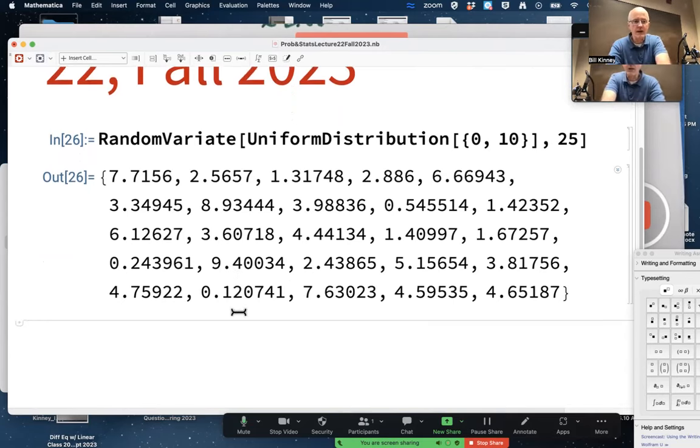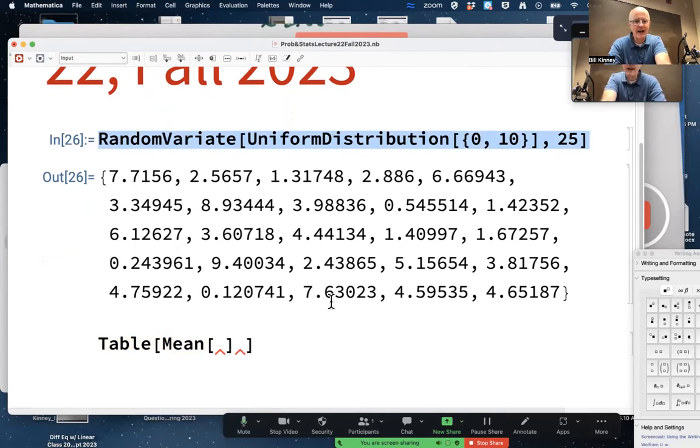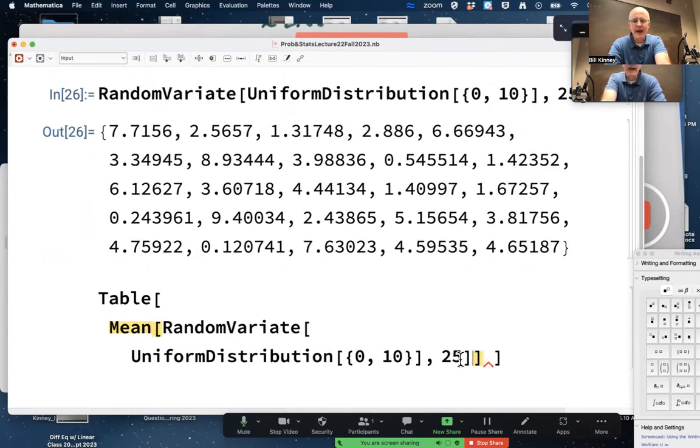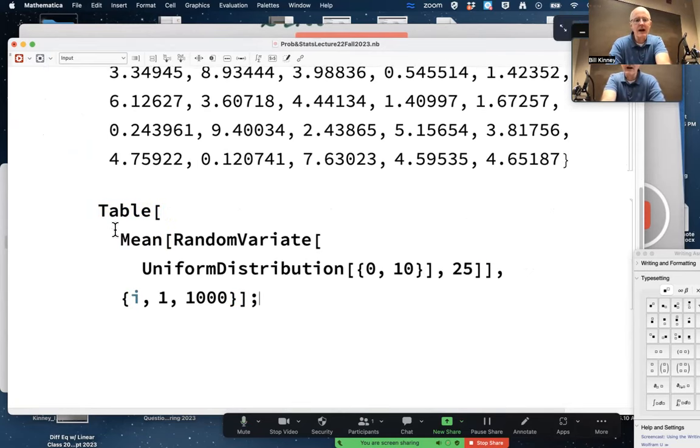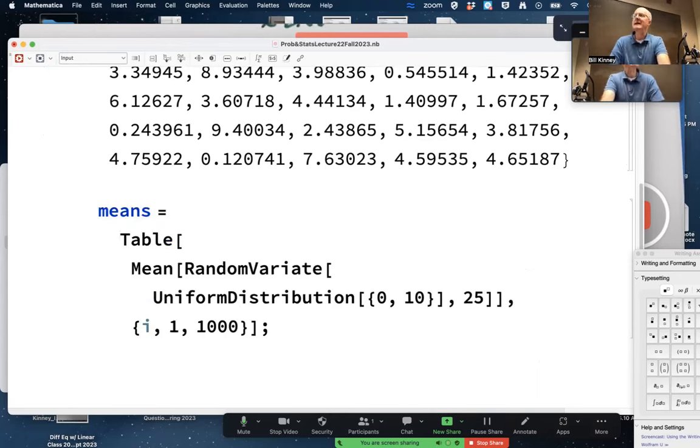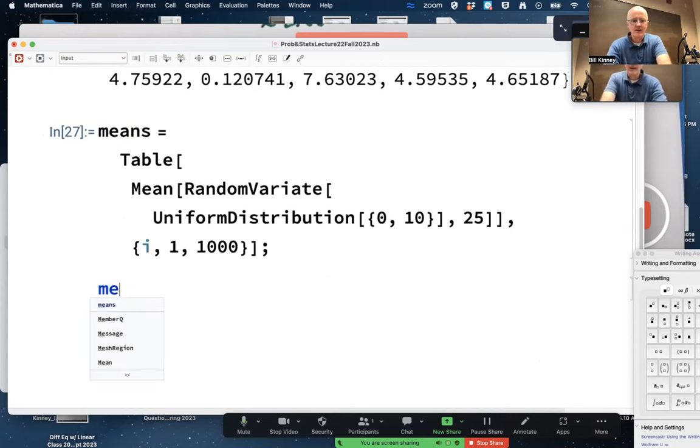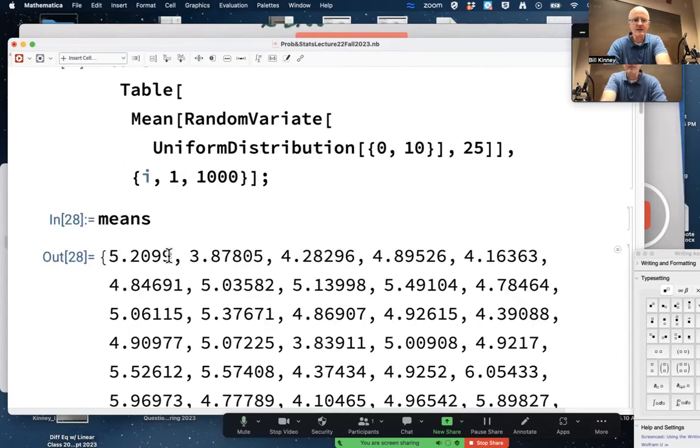I could do this over and over again. I could, in fact, use Table and Mean, put this code inside the mean, and then do this, say, 1,000 times. So here's one quick way in Mathematica of getting 1,000 means from 1,000 random samples of size 25. They should be mostly pretty close to 5. They are, sometimes lower, sometimes higher. I did it 1,000 times.